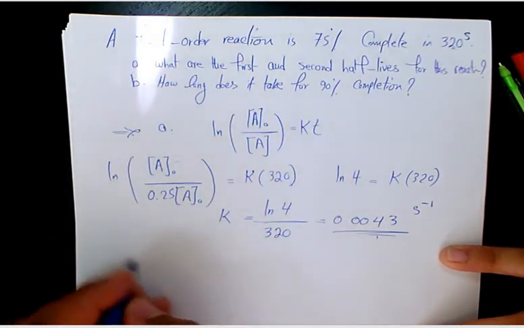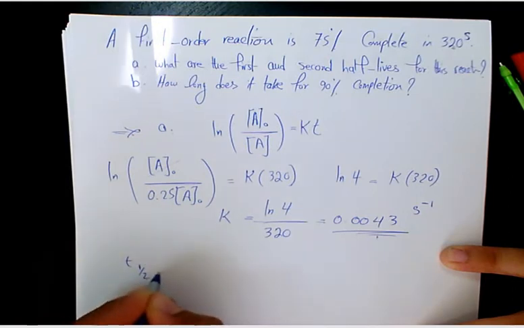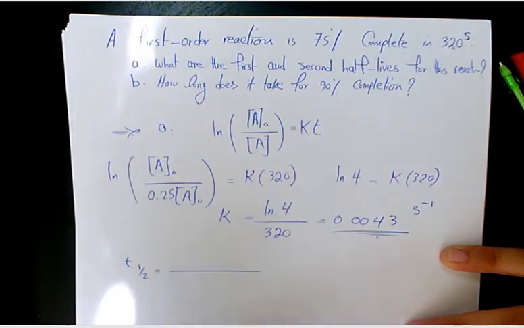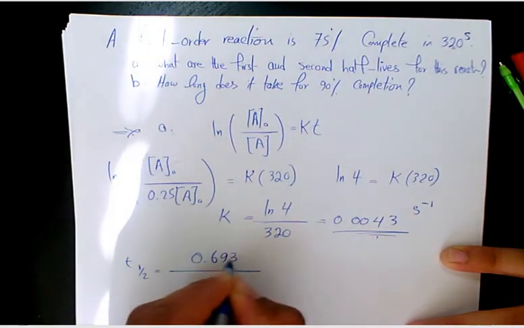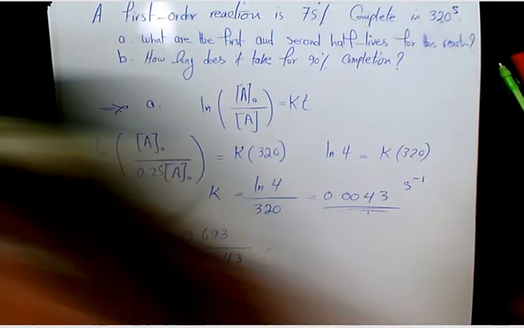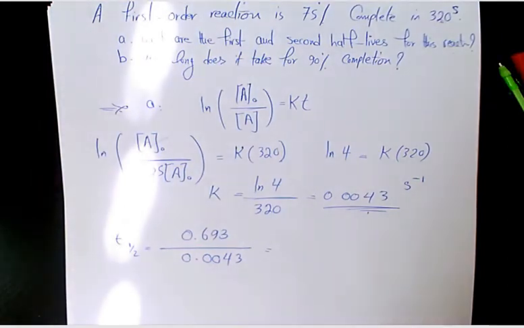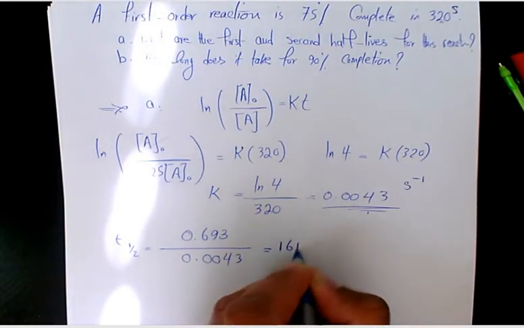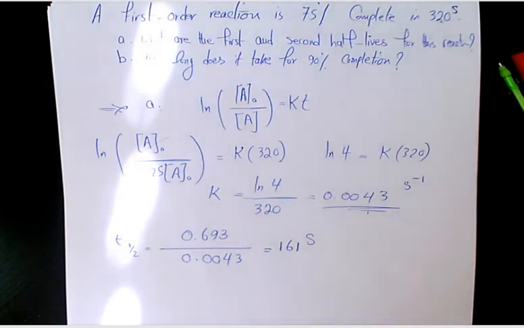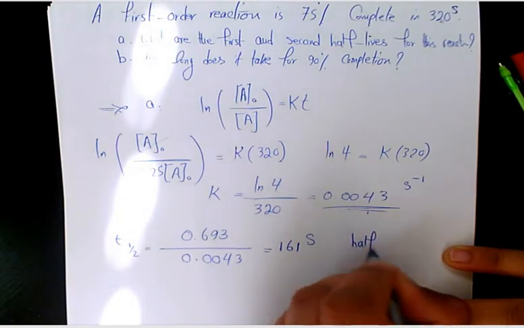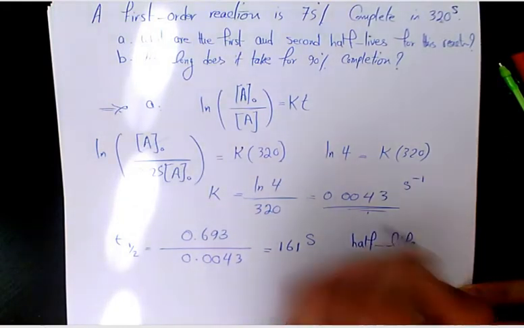We need to find out the half-life time. It's 0.693 divided by k, which is 0.0043. That's going to make it 161 seconds. That's going to be the half-life, or first half-life.